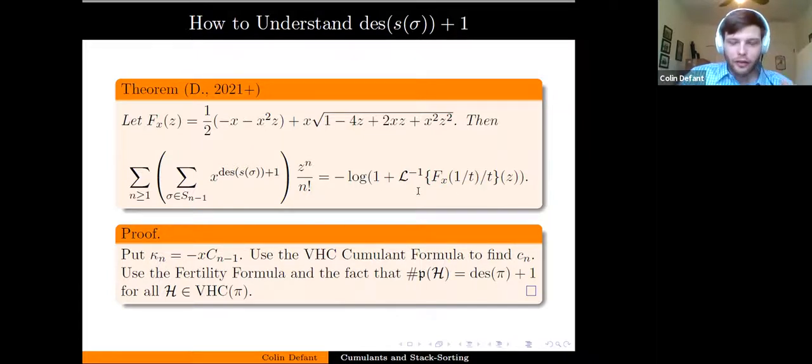So what I like about this is I'm sort of combining all of these different things that I've mentioned so far in this talk, and they're being combined in this right way to get this corollary just about expected value of the number of descents. So I'm combining the VHC cumulant formula, the fertility formula, this observation about the number of descents, this generating function stuff that I mentioned with the logarithm and the inverse Laplace transform. And it's all coming together in the right way to prove this fact about the expected value of the number of descents after you apply the stack sorting map is asymptotically 3 minus e. So that's why I like this.